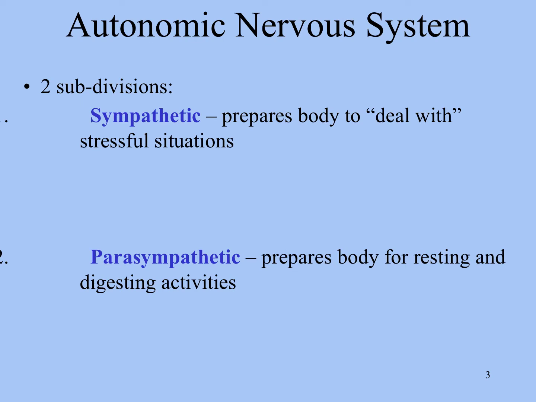Again, with the autonomic nervous system, you have the two subdivisions: the sympathetic, which prepares the body to deal with stressful situations, which we commonly refer to as fight or flight. But a lot of attention has been brought more recently to the fact that there is also something called the freeze response as well. All right, so sympathetic: fight, flight, or freeze.